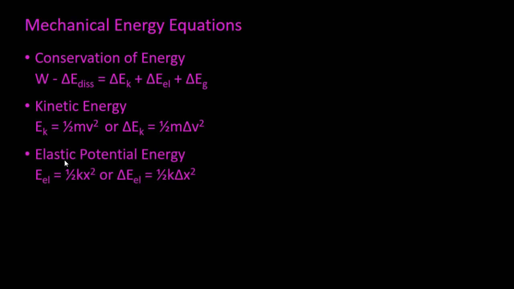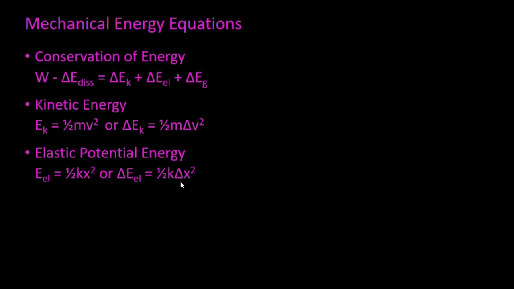When it comes to the energy stored in the elastic potential energy mechanism, the amount of energy is equal to 1/2 the spring constant times x squared, or in its delta form, it's 1/2 the spring constant times, in parentheses, the final position squared minus the initial position squared.